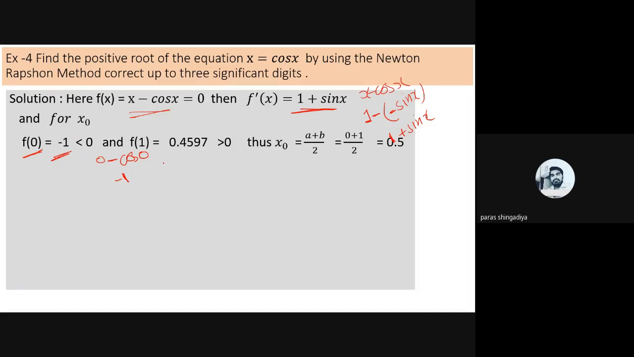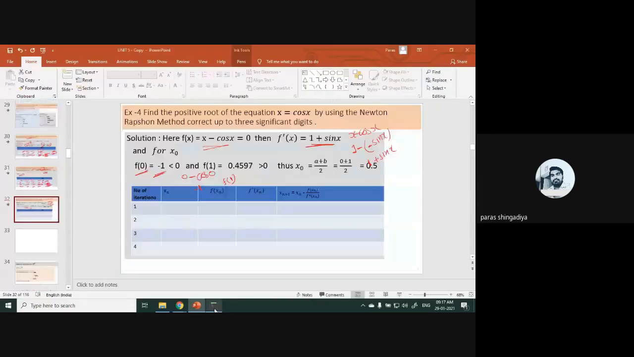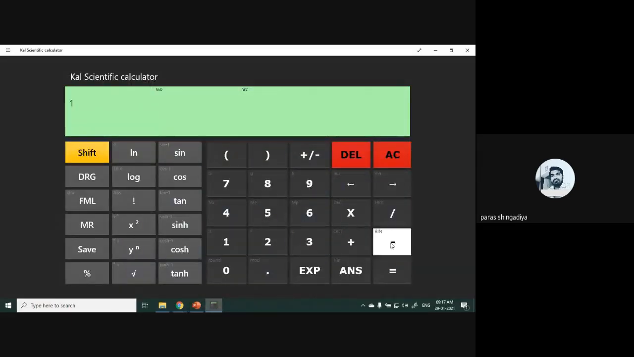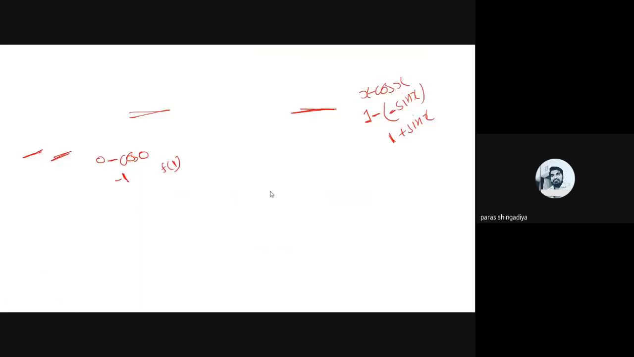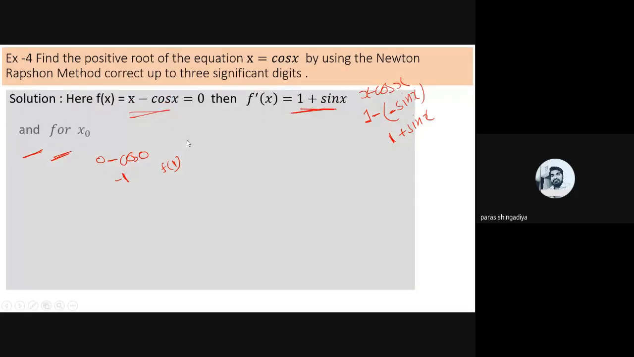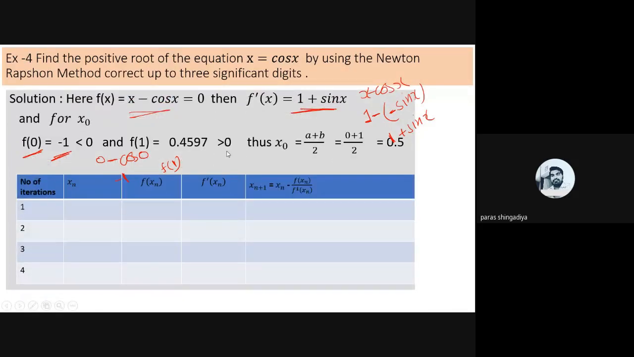Clear? Now check f(1). In radian mode, the function is x minus cos x, and use x equal to 1 in the function, so it will be 1 minus cos 1. Just consider radian mode first and then check the function, so it will be 0.459697694. Round off up to 4 decimals, so it will be 0.4596. Otherwise you can also consider 0.4597. Both are correct. So this is 0.4597, that is the positive value.